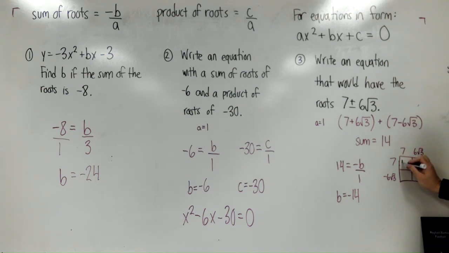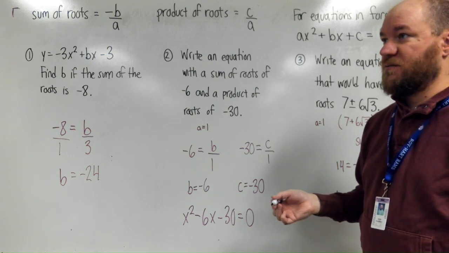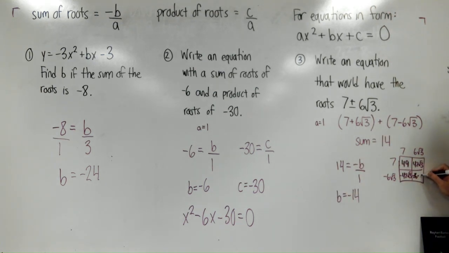7 times 7 is 49. 7 times 6 radical 3 would be 42 radical 3. Negative 6 radical 3 times 7 is negative 42 radical 3. And these two, when you multiply radicals, you multiply the numbers out front and the number inside separate. So negative 6 times 6, negative 36. And radical 3 times radical 3 is radical 9. And what is radical 9? Radical 9 is the square root of 9, which is 3. So this is just going to be negative 36 times 3.